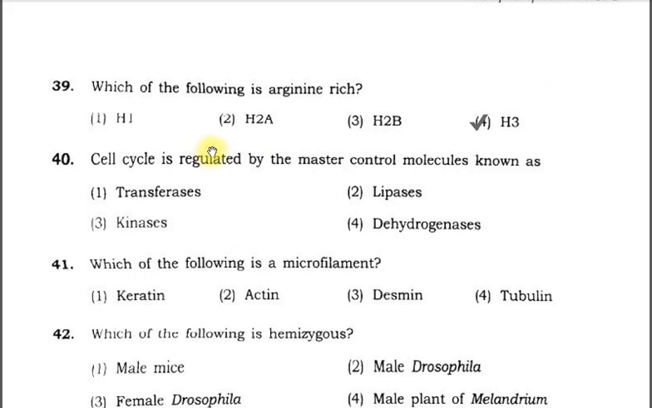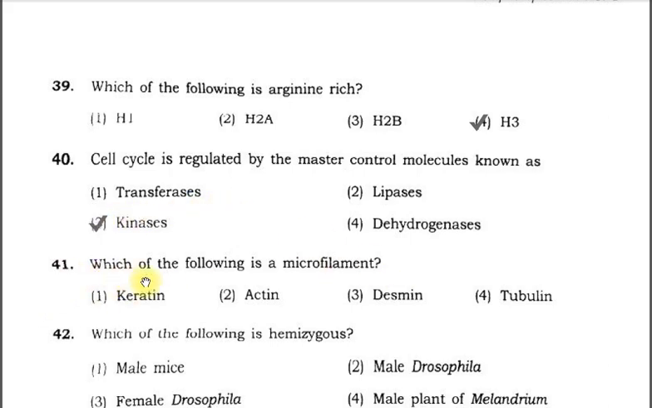So you can see there are a lot of questions from cell biology. So cell biology is important for the entrance examination. Another question from cell biology is question number 40. Cell cycle is regulated by the master control molecules known as 1, transferases, 2, lipases, 3, kinases, 4, dehydrogenases. So here the correct one is option number 3, which is kinases.